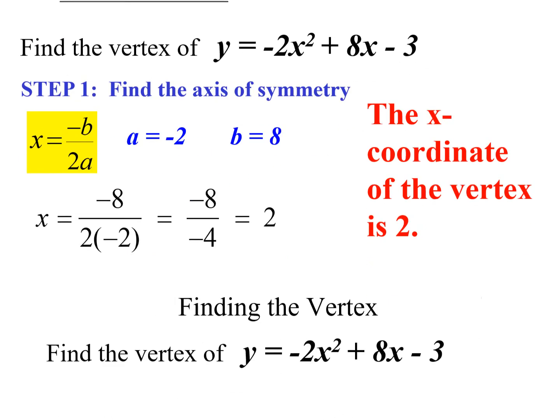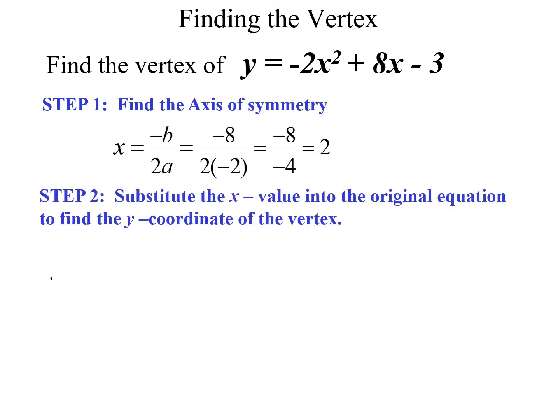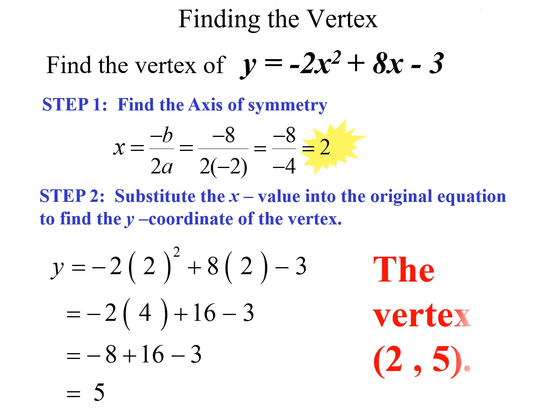From here, we have step 2. So step 1, find the axis of symmetry. Step 2, we are going to substitute the x value into the original equation to find the y-coordinate of the vertex. So we are going to solve for y. Now we substitute x. And then simplifying further, y equals 5. So the vertex is (2, 5).